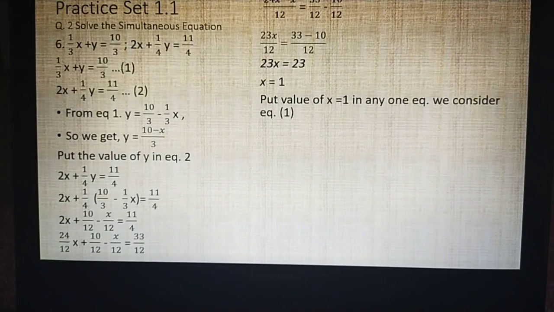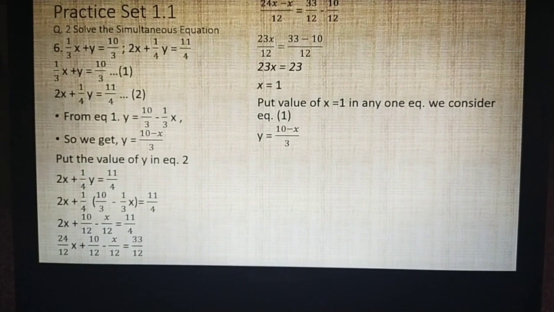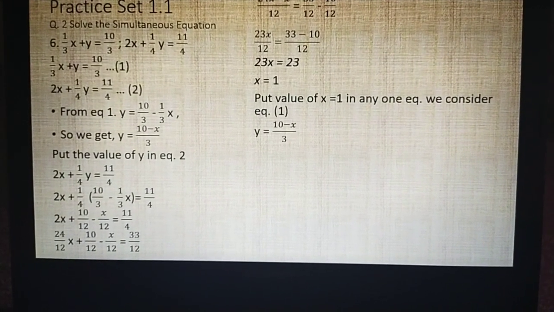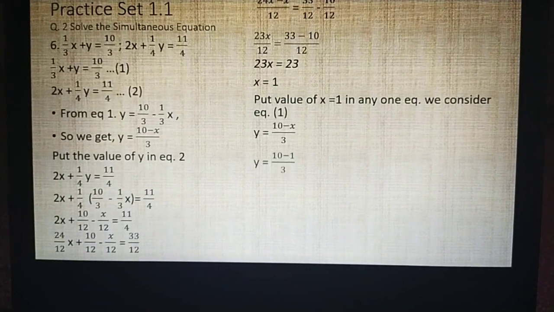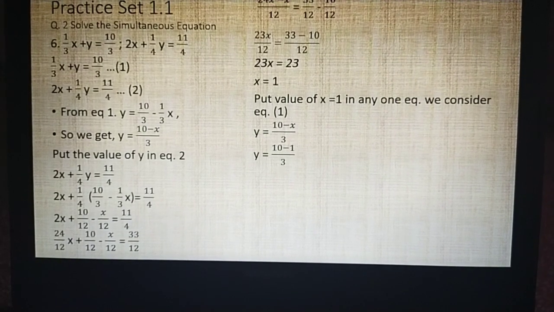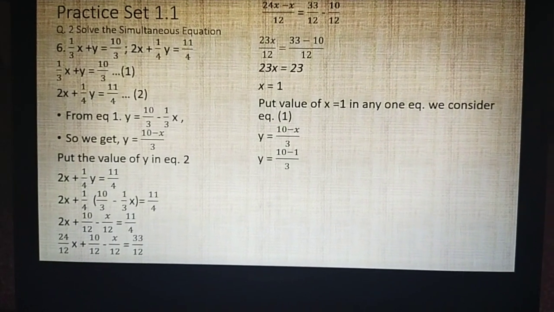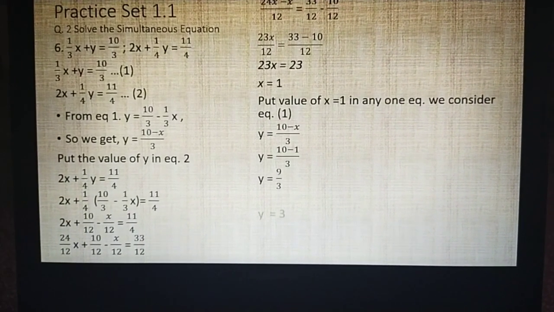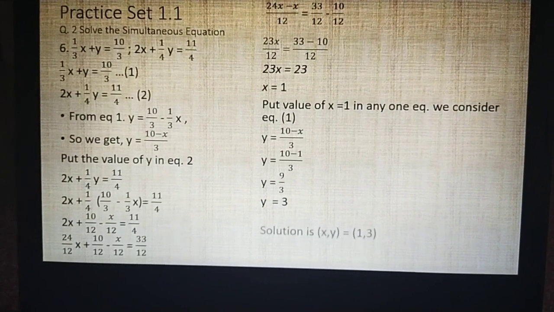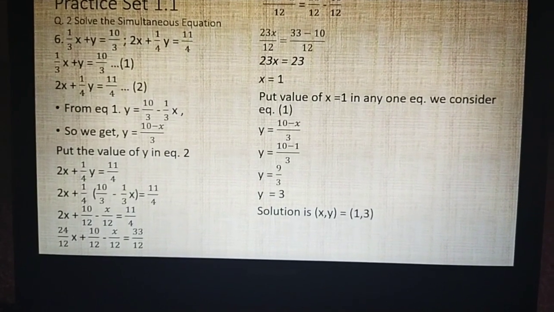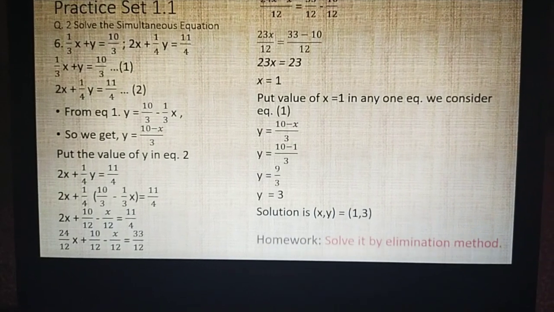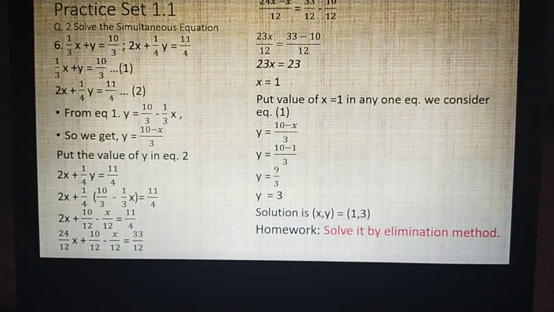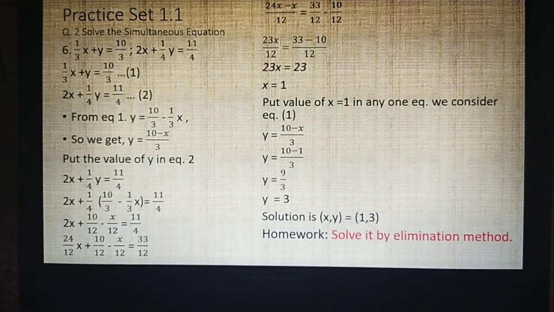Now put the value of x in equation 1. y equals 10 minus x upon 3. So y equals 10 minus 1, which is the value of x, upon 3. So y equals 9 upon 3, and y equals 3. So your solution is x equals 1 and y equals 3. Homework: solve it by the elimination method.